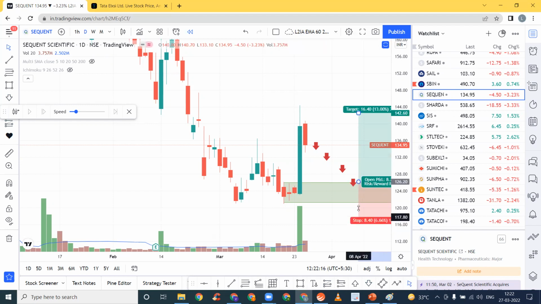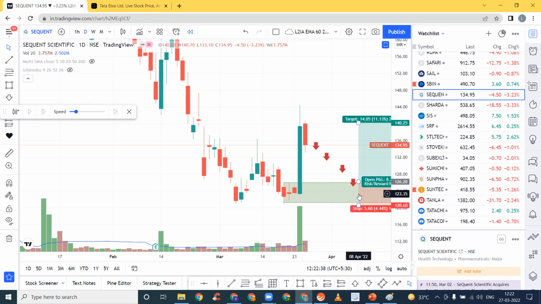What is my stop loss? Below this demand zone. My target is about this zone, not much. So here is my buying. Entry at this level 125, exit at 140 levels, and the stop loss at 120 levels.